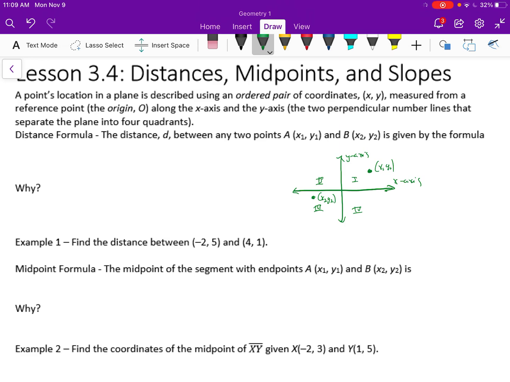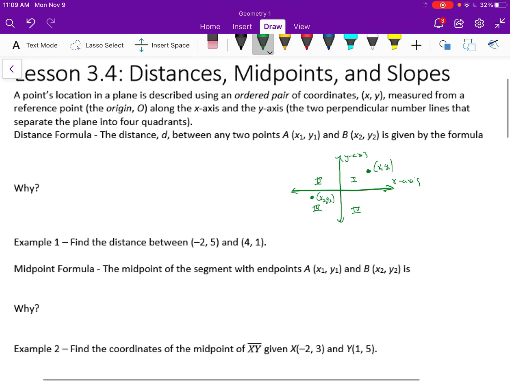Well, the distance formula, the distance d between any two points, A and B, so we'll call this point A, that's our x sub 1, y sub 1, and point B, is given by the formula, and here is the formula. d equals the square root of (x sub 1 minus x sub 2) squared plus (y sub 1 minus y sub 2) squared. Well, why does it work out this way?